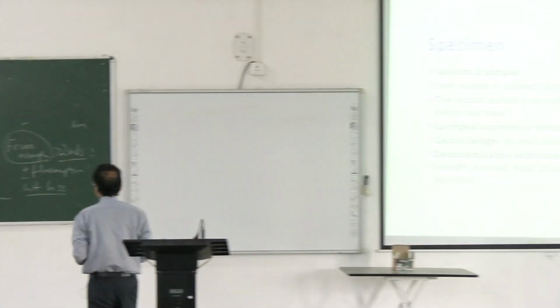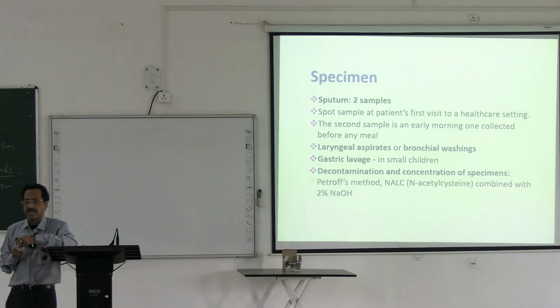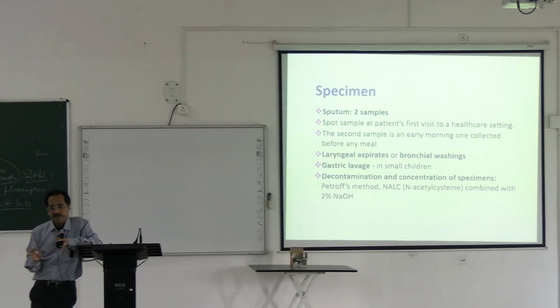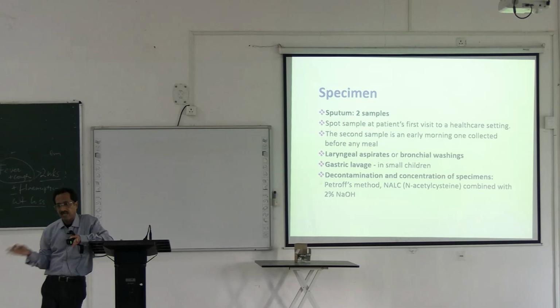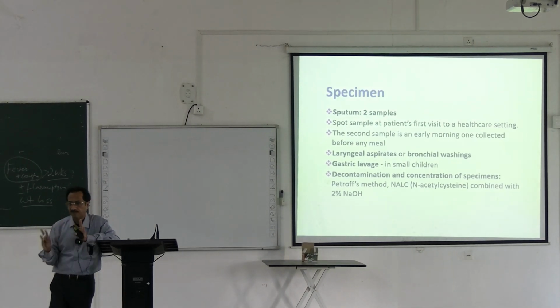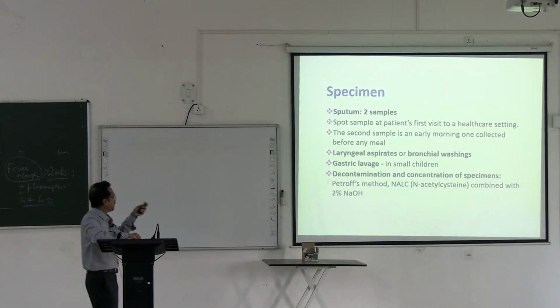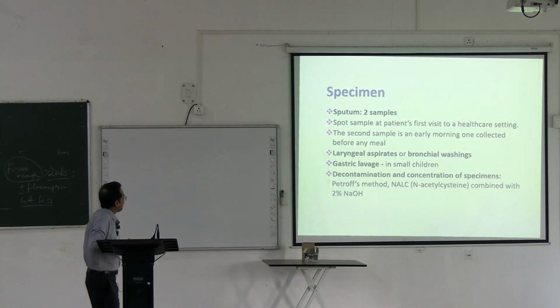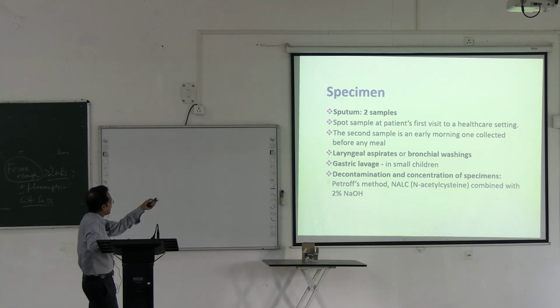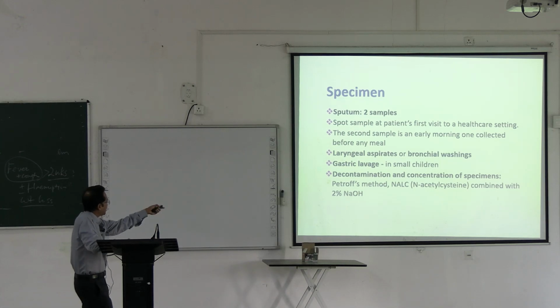So sputum, how many samples should you collect? You should take 2 samples according to the guideline. One is a spot sample, and another is the next morning sample, and the report should be given after testing both samples, not a single sample. The spot sample is at the patient's first visit and the second sample is in the early morning. Others are laryngeal aspirate and gastric lavage in small children who cannot expectorate, and decontamination and concentration I have already mentioned.